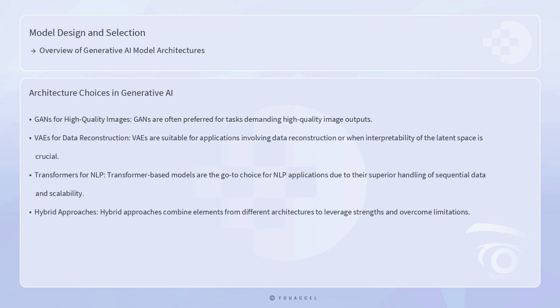Moreover, hybrid approaches that combine elements from different architectures are gaining traction, as they can leverage the strengths of each to overcome individual limitations. For example, combining VAEs and GANs has been explored to improve the quality of generated outputs while maintaining the robustness of VAEs.